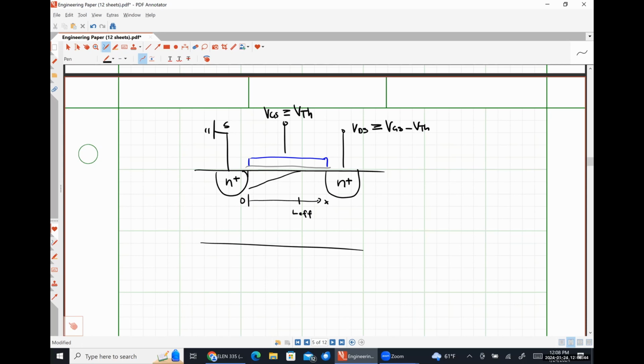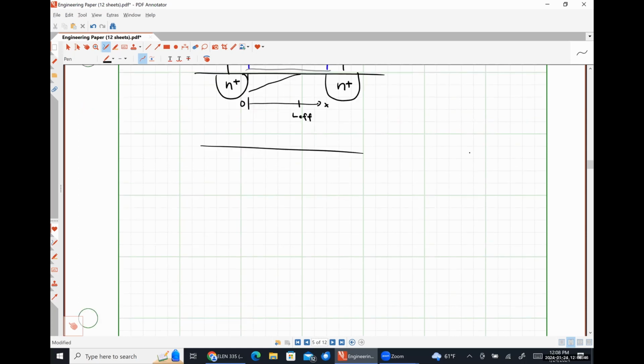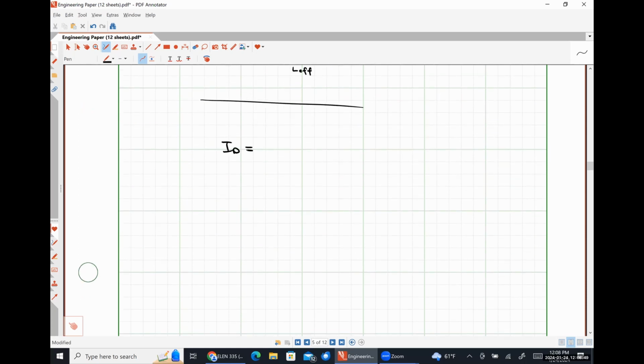And since we know that our drain current is 1/2 mu n C ox W over L times VGS minus VTH squared, when that L gets smaller, we should see an increase in our drain current. We're going to see a linear increase in our drain current. So instead of our drain current in saturation being completely independent of VDS, we should see that it scales linearly with VDS.